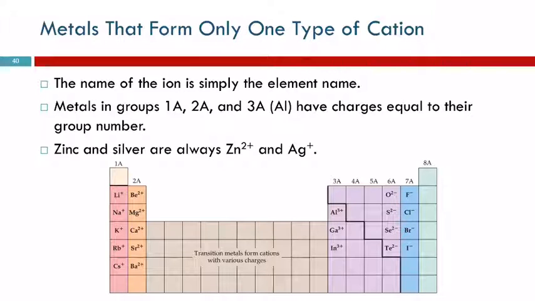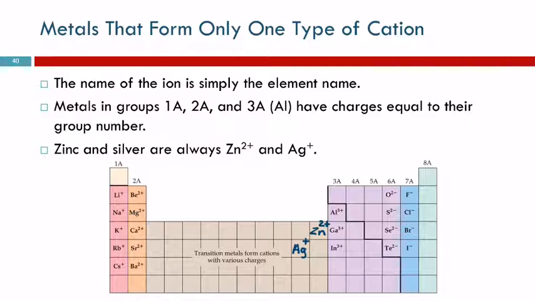We already talked about the metals that form one ion. These are group 1A. They all form plus 1 ions. Group 2A form plus 2 ions. Group 3A form plus 3 ions. And then there's zinc and silver. So here is aluminum. Aluminum is in group 3A. Zinc is right here. So this is plus 3, and if I come down a step, this is plus 2. And silver is down here, down one more step, and that's plus 1.